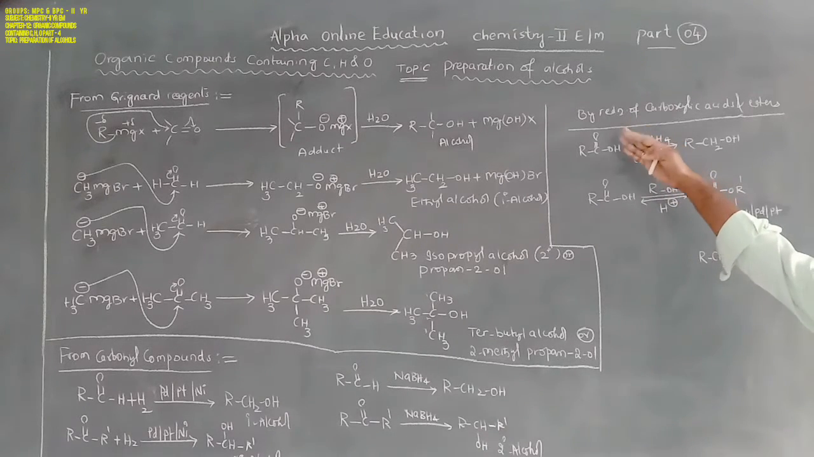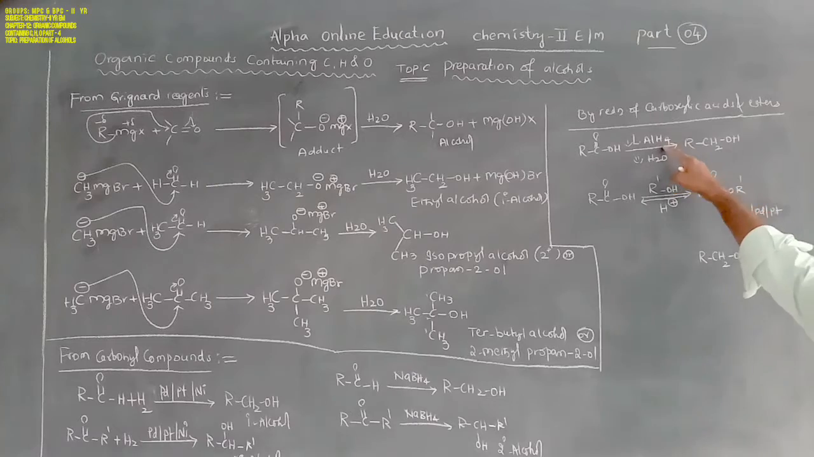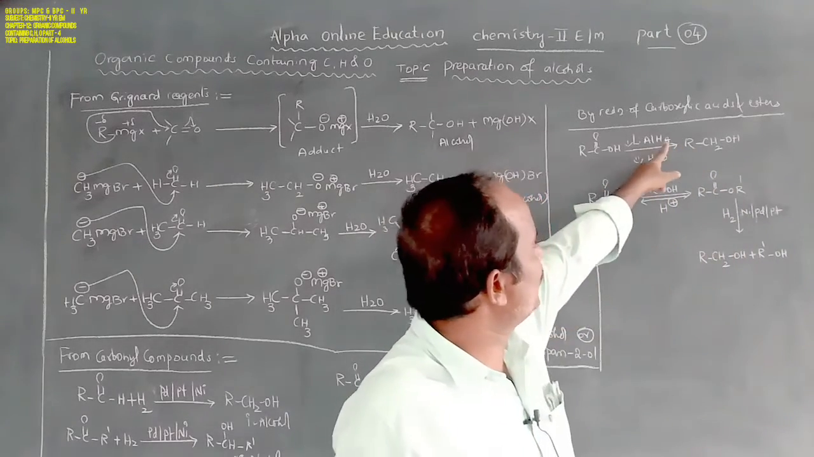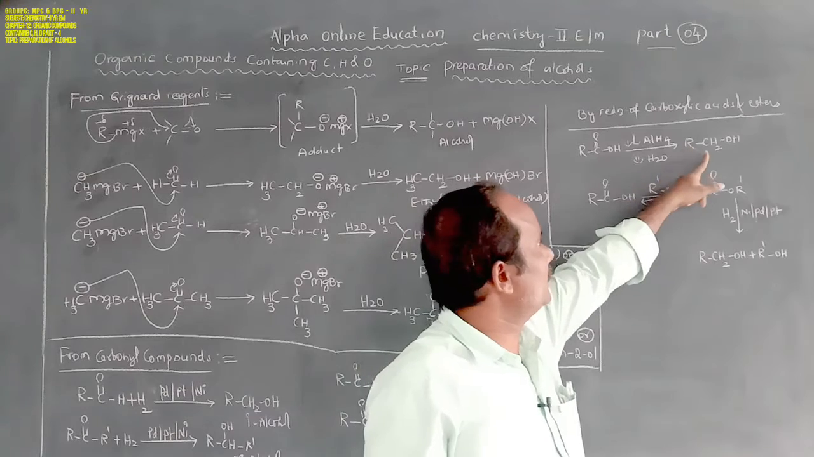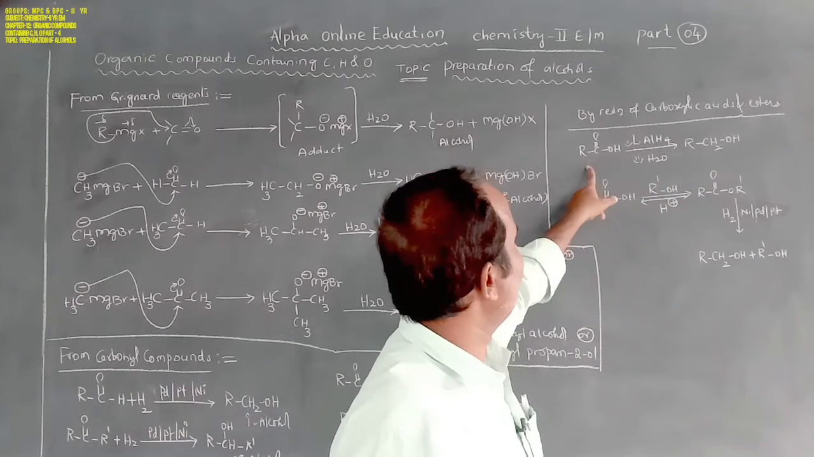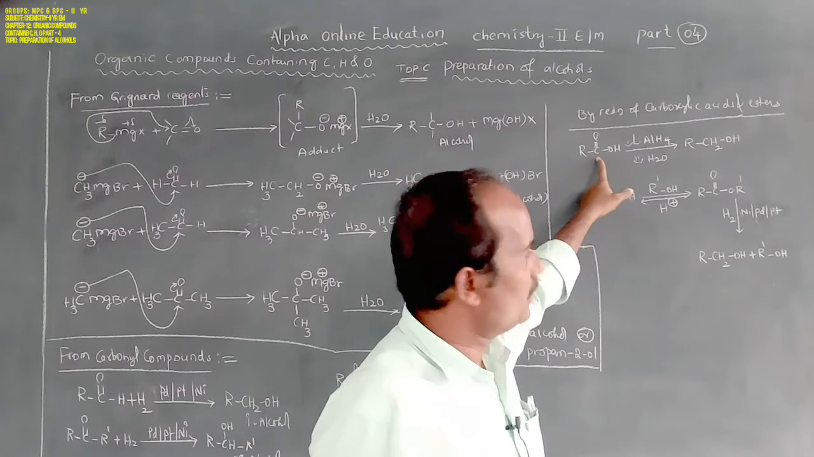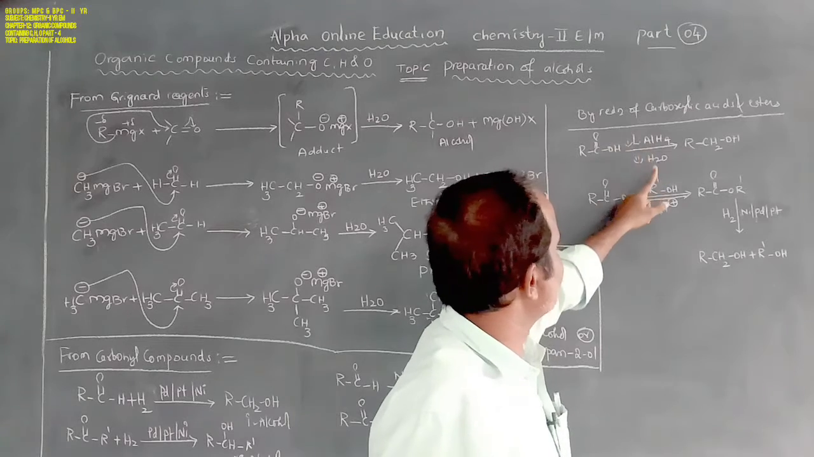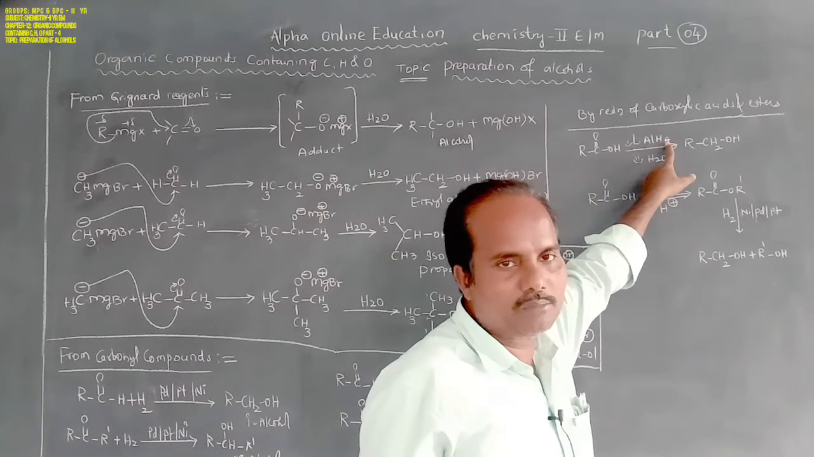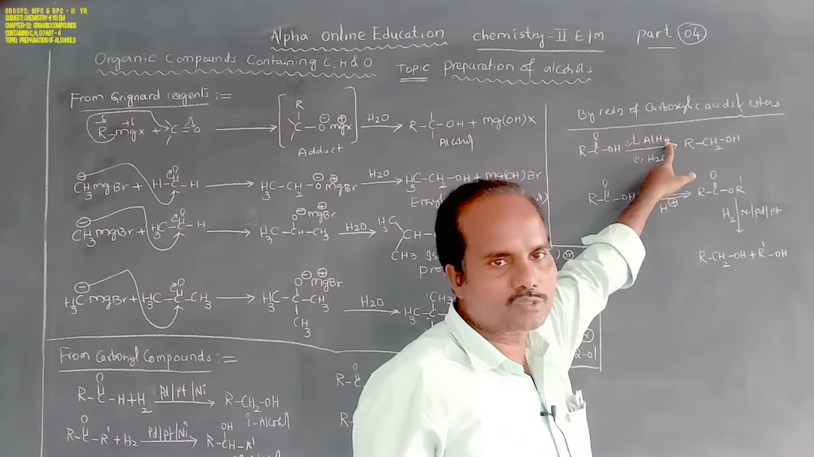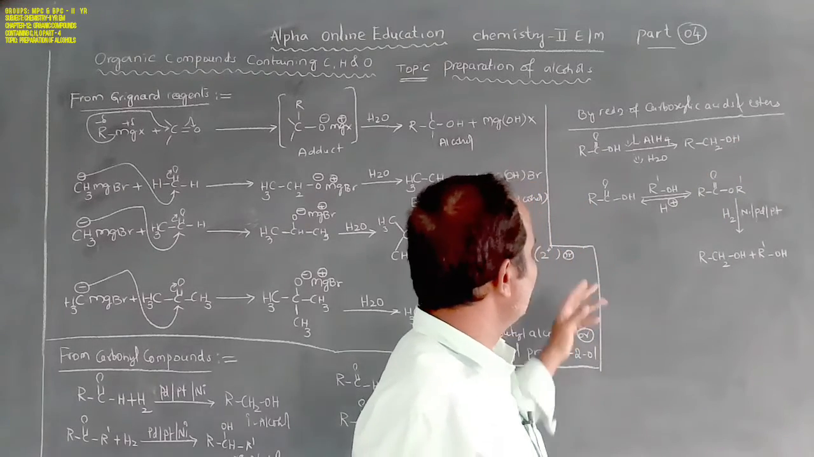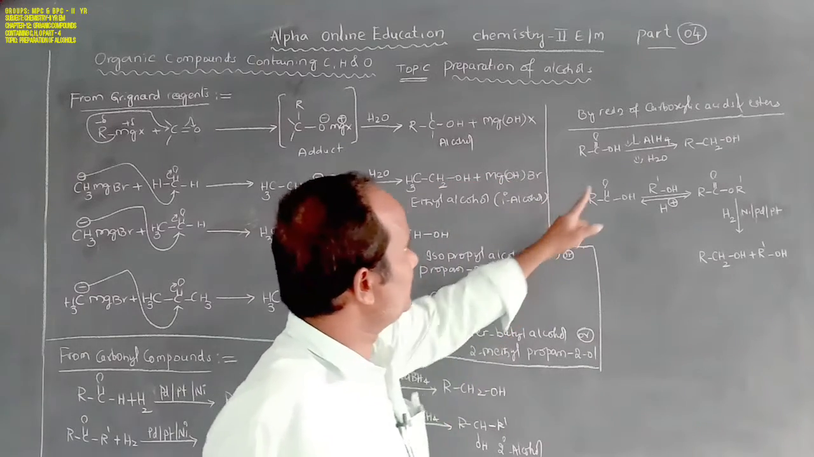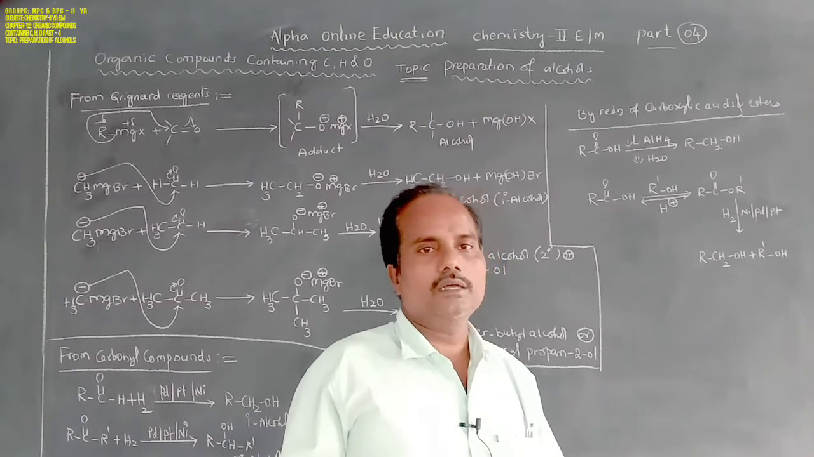Another method is by reduction of carboxylic acids. Again, we are using a reducing agent, that is lithium aluminum hydride. Lithium aluminum hydride can give a primary alcohol in excellent yield when a carboxylic acid is taken as reactant. The carboxylic acid undergoes reduction in the presence of lithium aluminum hydride, a strong reducing agent, and simply an alcohol is formed. When compared with sodium borohydride, lithium aluminum hydride is considered a strong reducing agent.